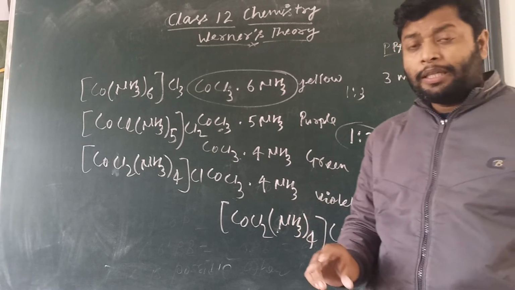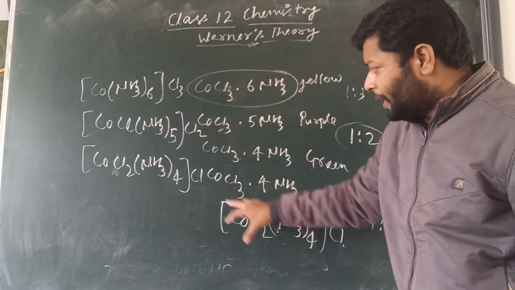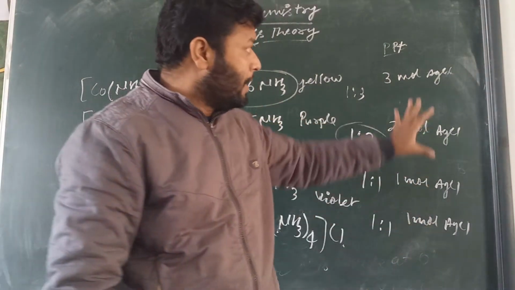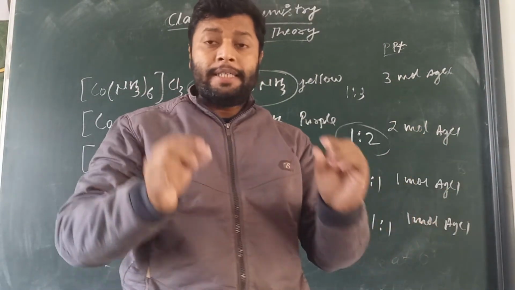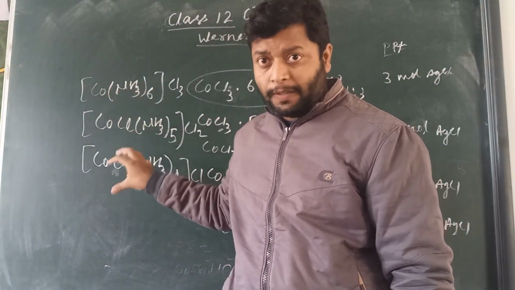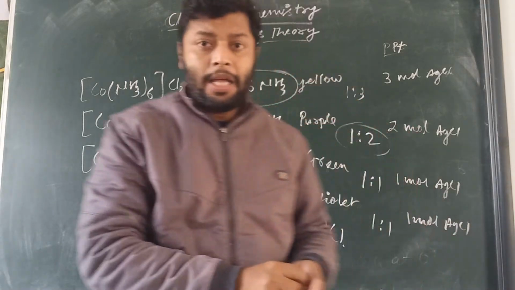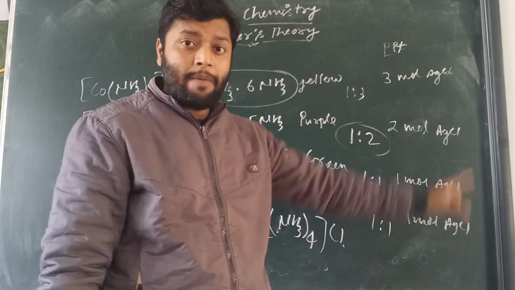One more thing that you have to learn here: with the help of this formula and the number of moles of precipitate we actually got, we can work out the complex structure, how we can draw the structure from the formula, and what the conductivity ratio will be with the help of this.